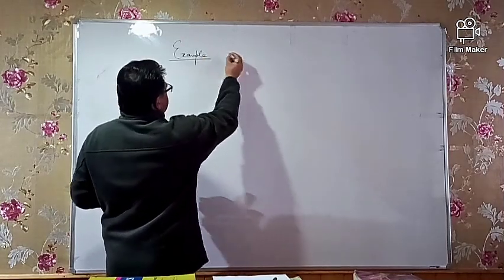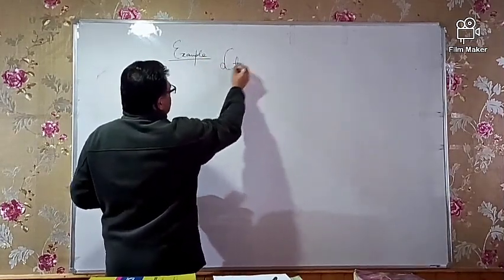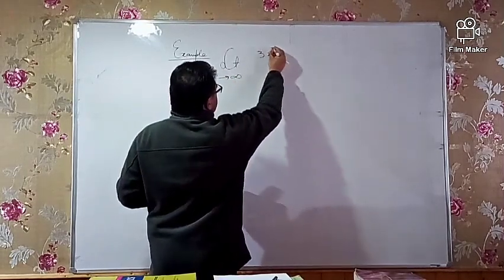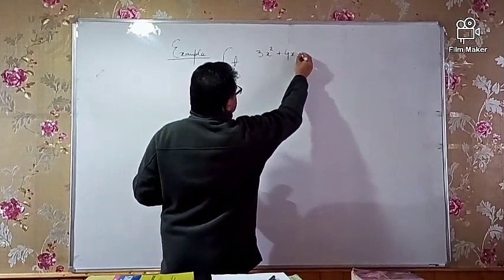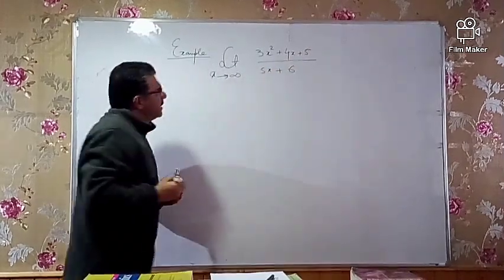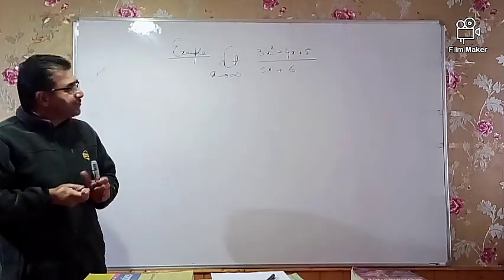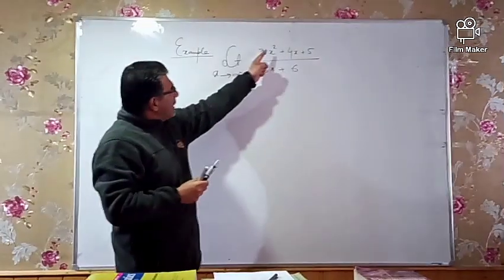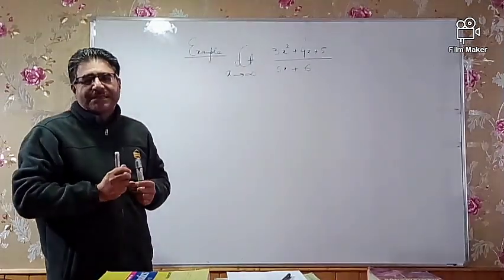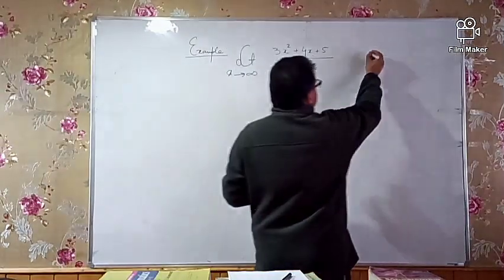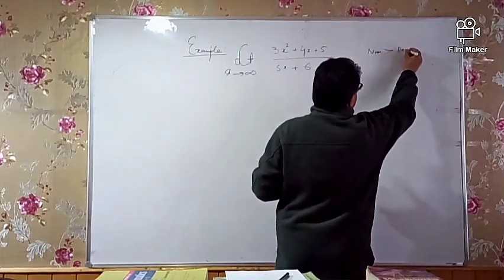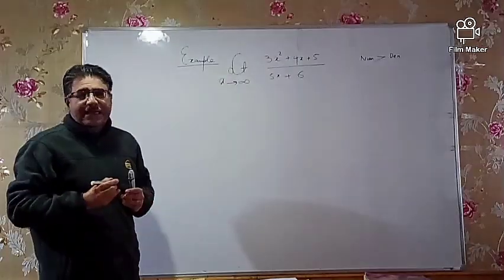Now I will take another example. Say I have limit x tends to infinity, 3x square plus 4x plus 5 divided by 5x plus 6. Now see, the question is slightly different from the earlier example. Now the degree of the numerator is 2, whereas the degree of the denominator is 1 only. That is, the degree of the numerator is greater than the denominator.